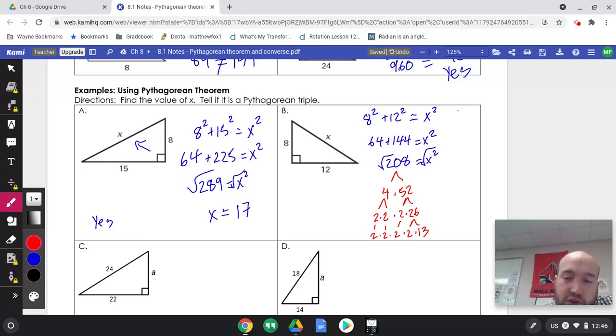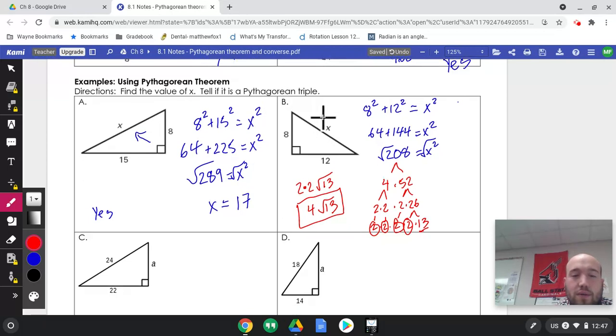Now, remember a square root? We circle our pairs, and that's going to come out front. So 2 comes out front. We have a second set of 2's. That'll also come out front. This 13 has no partner, so that stays inside. 2 times 2 gives us 4. Square root of 13 is our answer. Now, since that is not a whole number, it's not an integer, we're not going to have a Pythagorean triple.